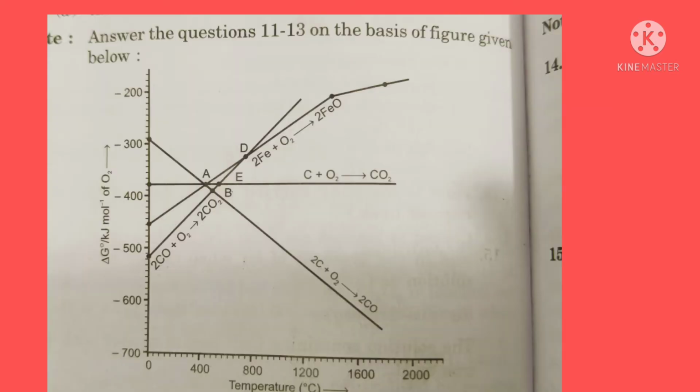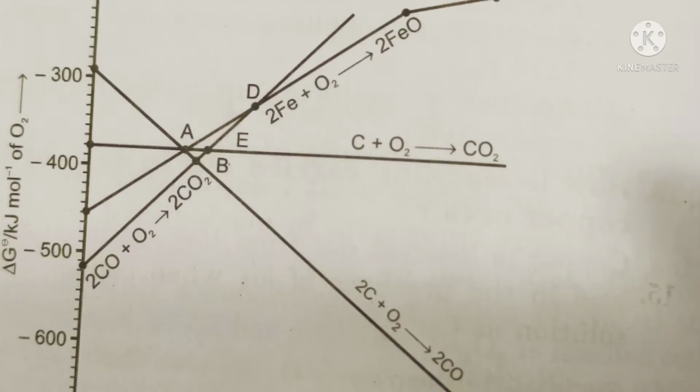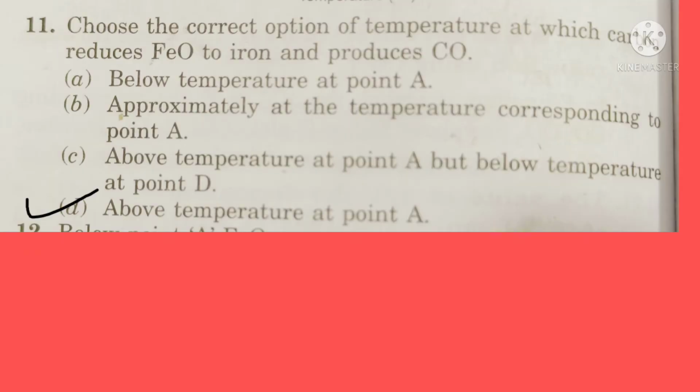So choose the correct option of temperature at which carbon reduces iron oxide to iron and produces carbon monoxide. So the option will be D, above temperature at point A, because after point A, the carbon to carbon monoxide curve is below the iron to iron oxide curve. So the answer is option D, above temperature at point A, iron oxide is reduced to iron.